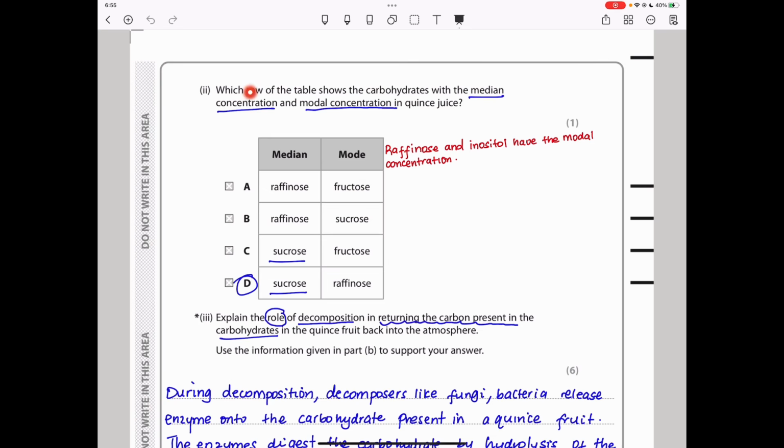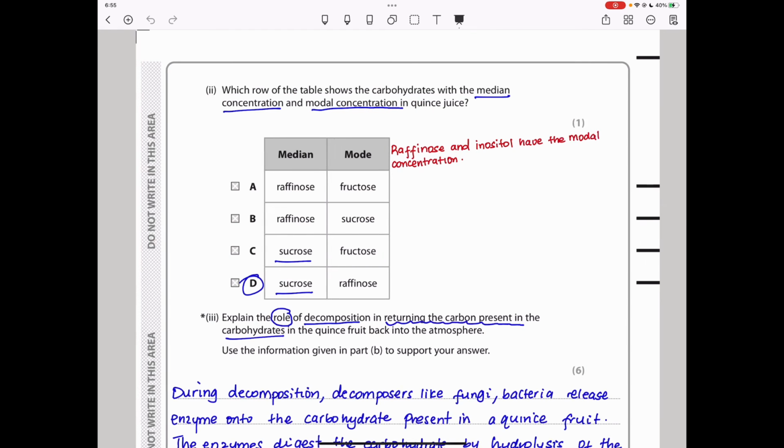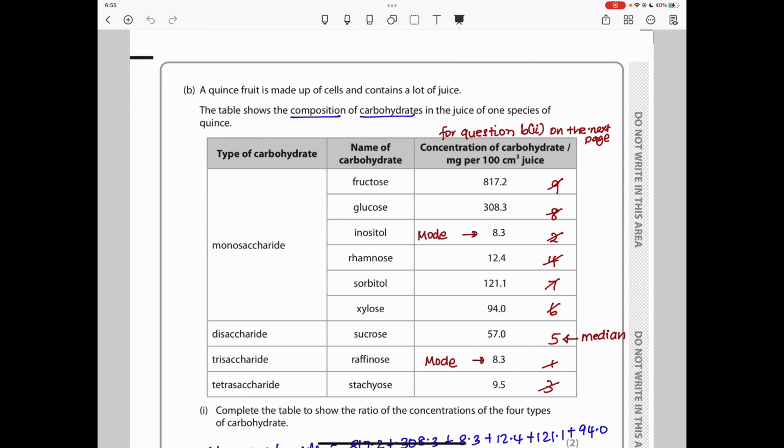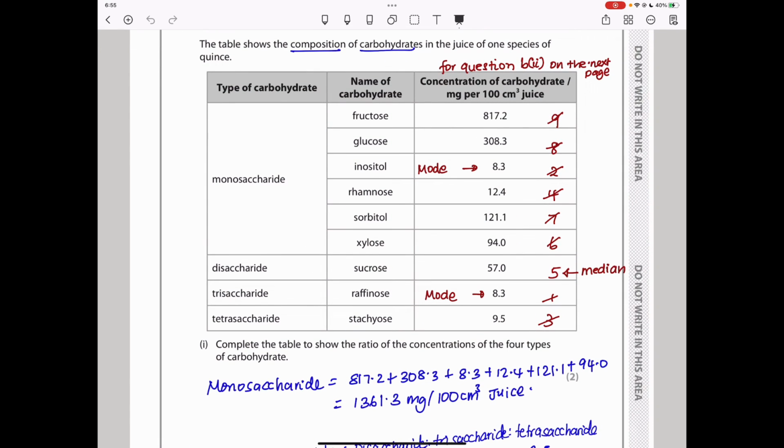So here they ask which row of the table shows the carbohydrates with the median concentration and the mode concentration in quince fruit. So I want to go back slightly. Remember, we are looking for the median and we are looking for the mode. It's very easy to see the mode because the mode will have the highest number that is repeating. So 8.3 and 8.3, this is going to be the mode number. And to find the median, I have to arrange them in increasing order.